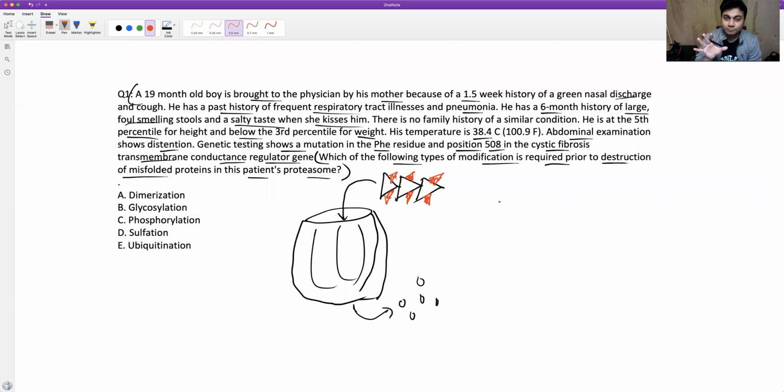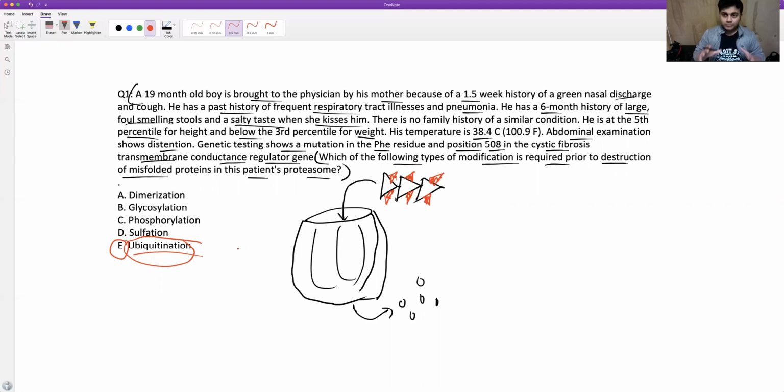When a misfolded protein is tagged by this ubiquitin, then our proteasome guy knows, all right, I need to degrade that protein because it has the signal. It has this, you can say, instruction for me. It needs to be degraded. So this happens before the proteasome can degrade it. And that's what your question is actually asking. Which of the following types of modification is required prior to destruction of misfolded proteins in this patient's proteasome? That means to destruct a misfolded protein, the protein needs to be tagged with ubiquitin. So in your options, you have this E that is called ubiquitination. So ubiquitination happens before a protein is degraded by the proteasome. And that's what your question is asking.